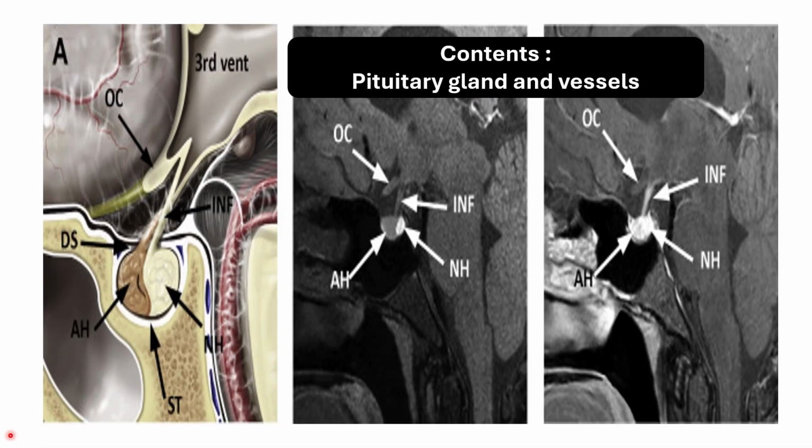Now the contents of the sella turcica, or pituitary fossa, are the pituitary gland and its vessels. The main content is the pituitary gland, that is, the anterior and posterior lobes of the pituitary gland, and the vessels supplying the pituitary gland. So these are the main contents of the pituitary fossa or sella turcica.